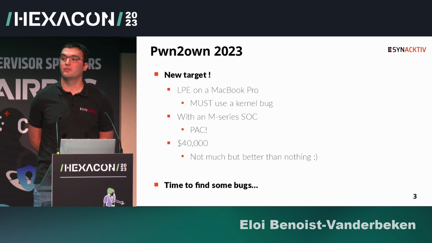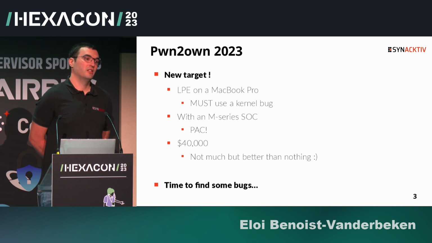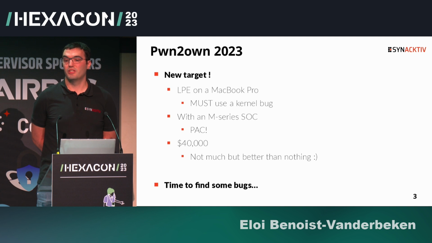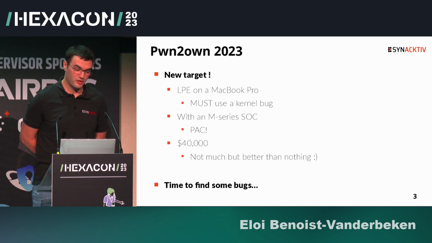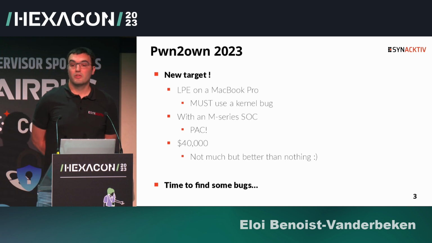This year, for Pwn2Own, there was a new target. It was the MacBook Pro with an M2 system on chip, so with PAC on it, pointer authentication code. The rule was that you had to exploit a kernel bug to get root on the macOS. And the cash prize was $40,000. Sorry, it's not much compared to the market, but it's still good to have.